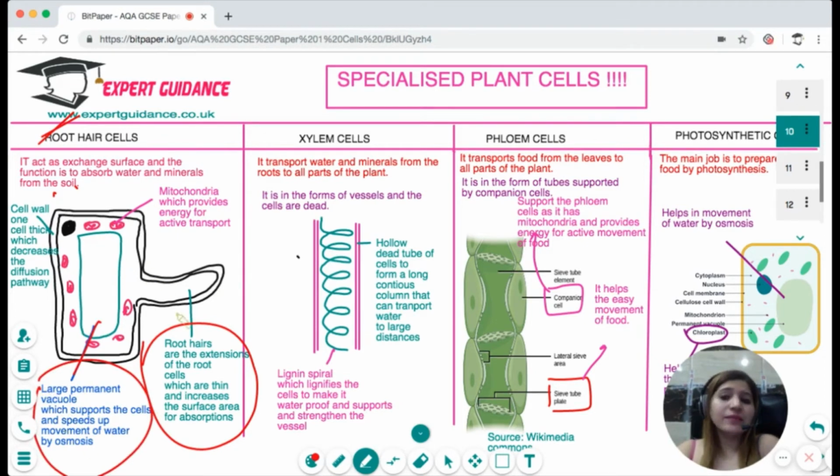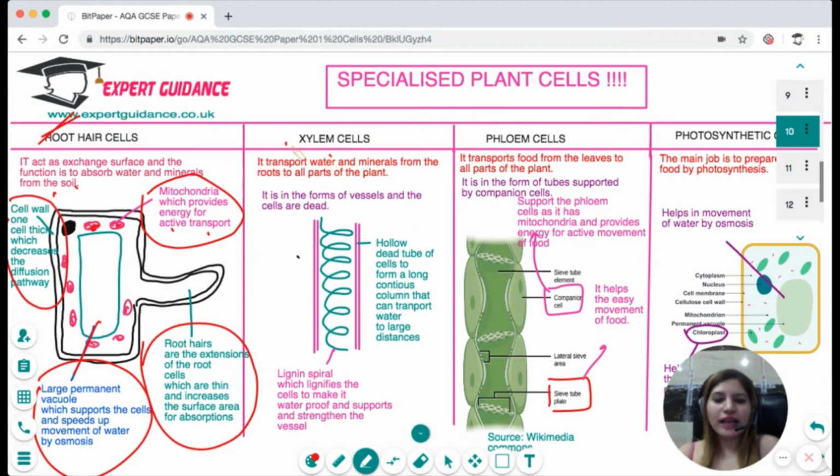At times, it's not just diffusion through which the water and minerals move. Active transport also happens. So for that, there are mitochondria inside the root hair cell, which provide the energy for active transport. It has a cell wall, and it is just one cell thick so that substances can easily diffuse and the diffusion pathway is reduced.